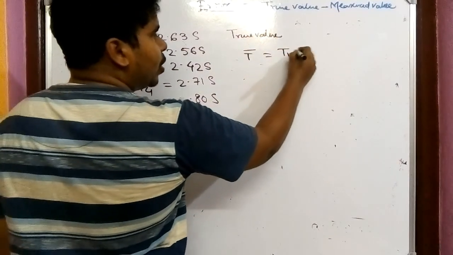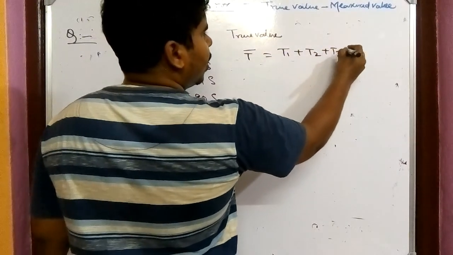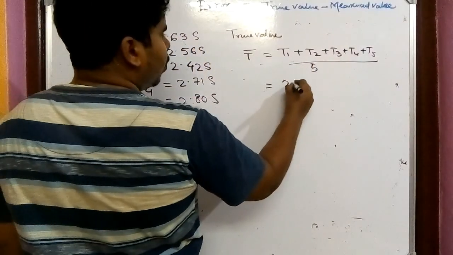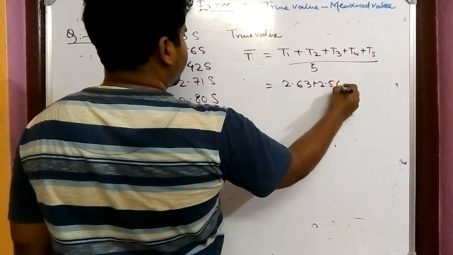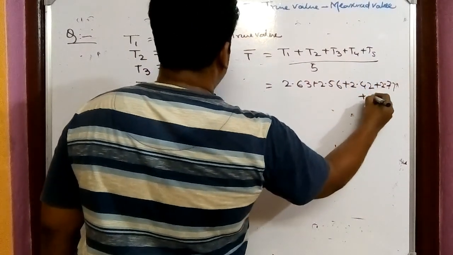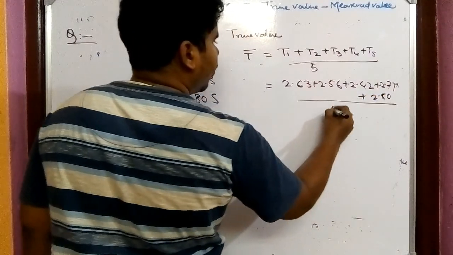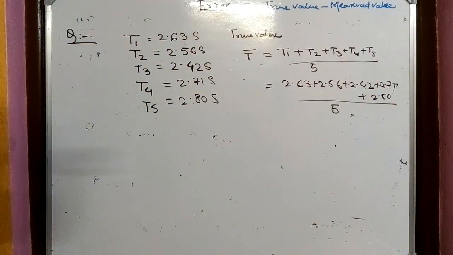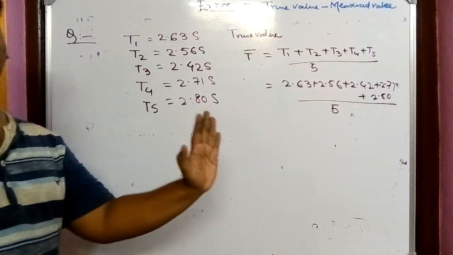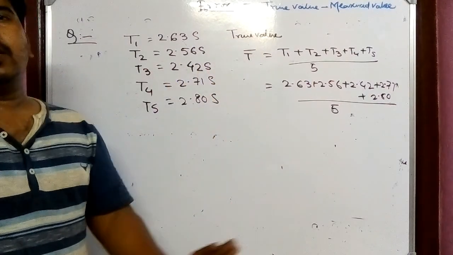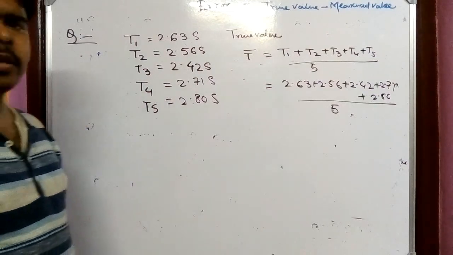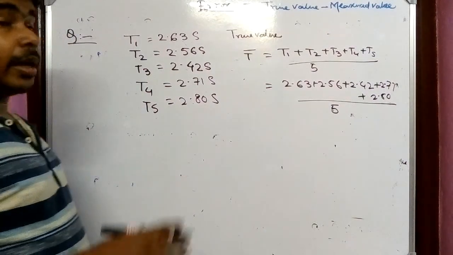So T bar equals T1 plus T2 plus T3 plus T4 plus T5 by 5. So 2.63 plus 2.56 plus 2.42 plus 2.71 plus 2.80 by 5. Simply I have taken the average. What will it come to? I have already done the numerical, that's why I can write directly. For yourselves, you can use pen and paper and calculate it. Otherwise, you can use a calculator also if you are an ISC student.